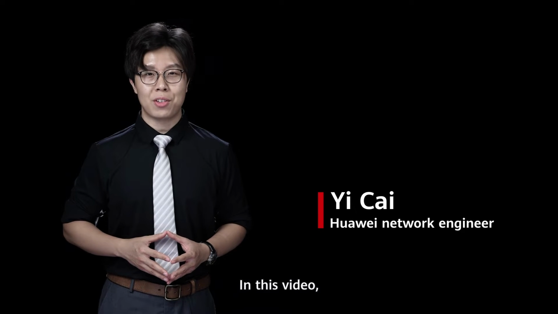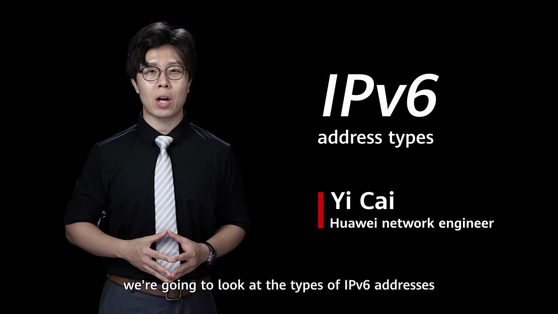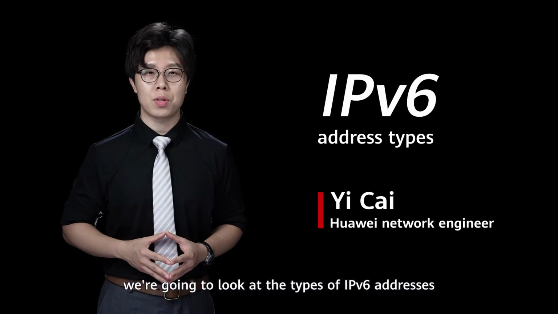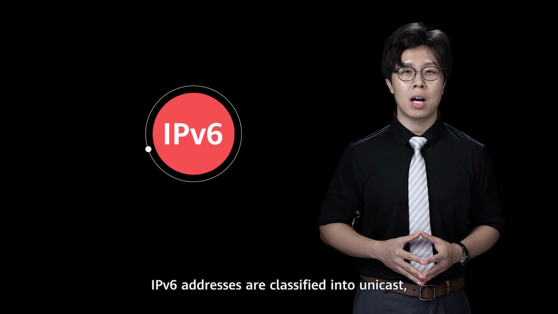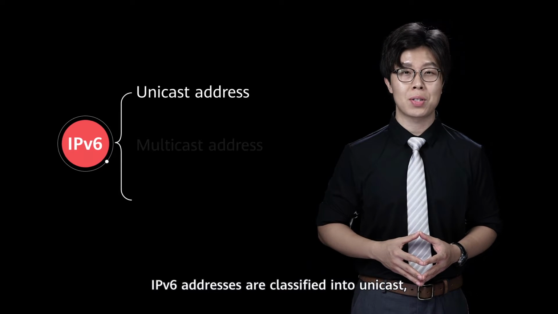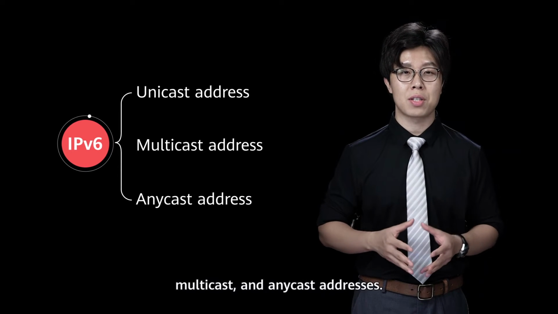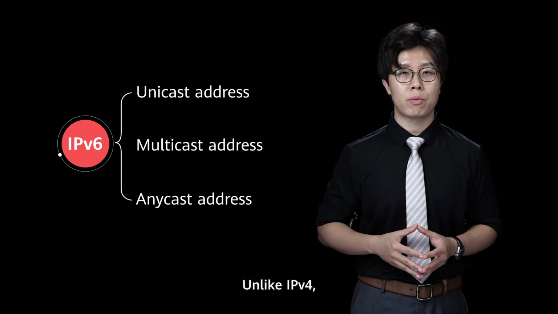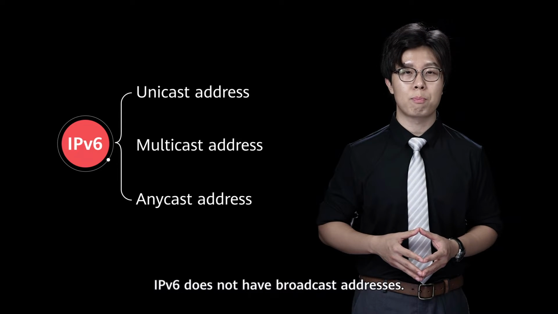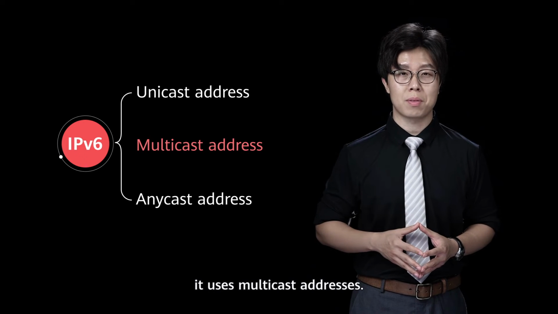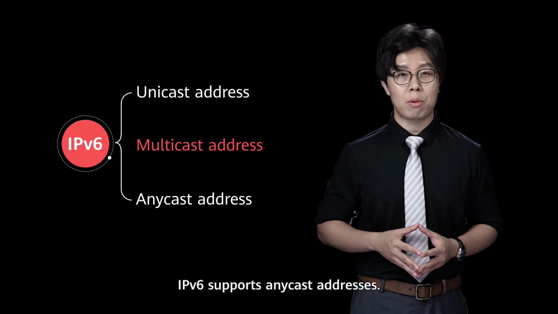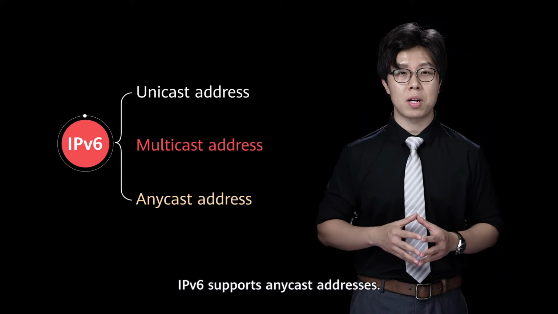Hello everyone, in this video we are going to look at the types of IPv6 addresses and how IPv6 unicast addresses, GUAs and ULAs are used. IPv6 addresses are classified into unicast, multicast and anycast addresses. Unlike IPv4, IPv6 does not have broadcast addresses. Instead, it uses multicast addresses. In addition, IPv6 supports anycast addresses.